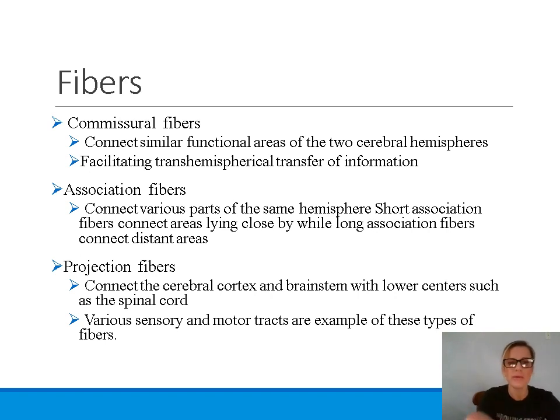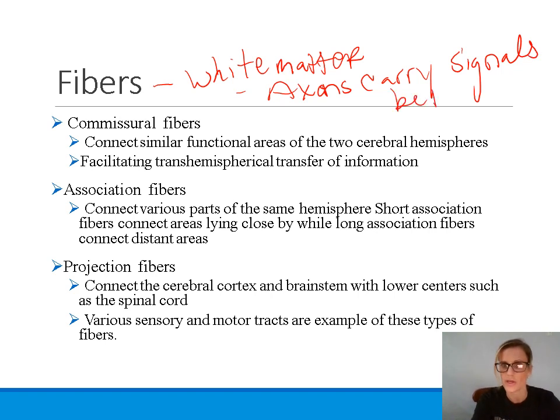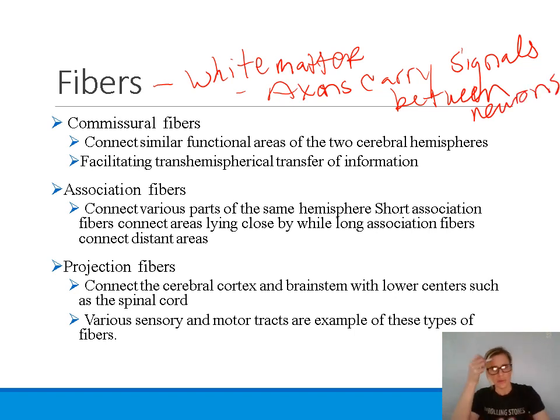So remember that fibers are areas of white matter in the brain, and that this white matter contains axons which carry signals between neurons, or from the presynaptic neuron to the postsynaptic neuron. The message that's going to be sent to the next neuron is carried down an axon.